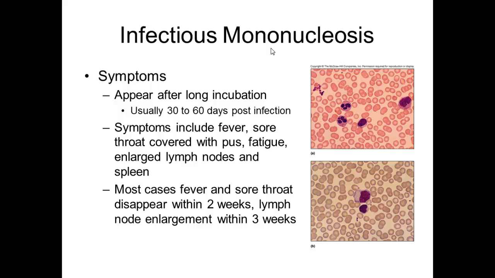Symptoms appear after a long incubation period, right, can be months to 2 months. Symptoms include fever, sore throat covered with pus, fatigue, enlarged lymph nodes, and spleen. In most cases, the fever and sore throat will disappear within 2 weeks, the lymph node enlargement within 3 weeks. And again, you'll see a lot of the mononuclear cells on a blood smear, then you'll see our neutrophils that we're used to seeing, right? These will outnumber them.